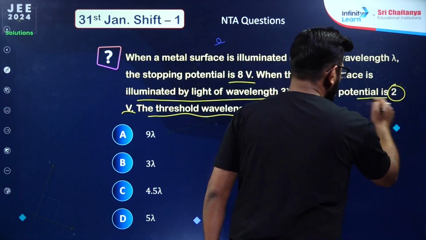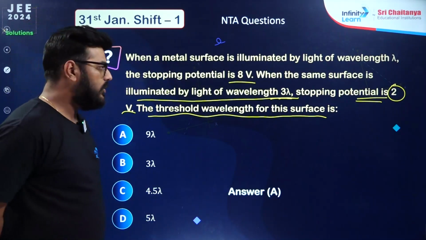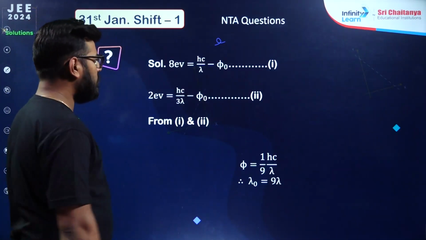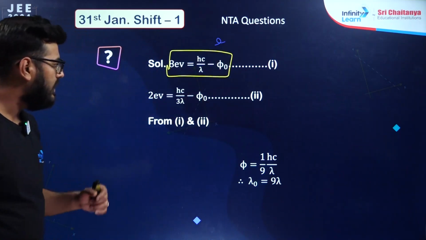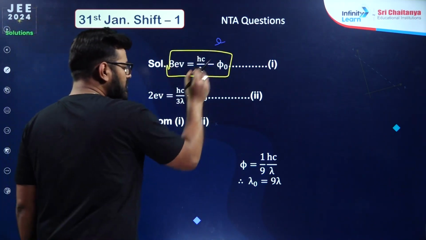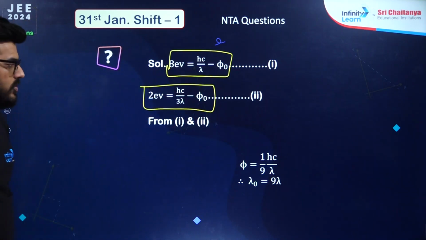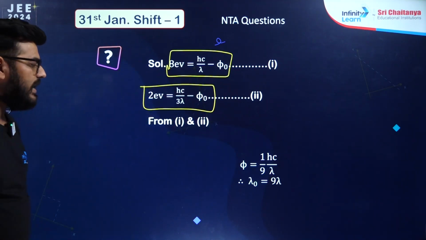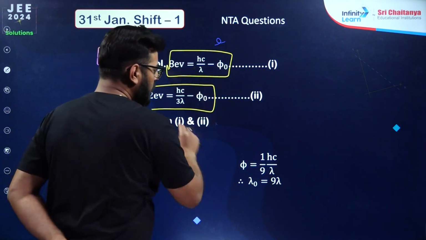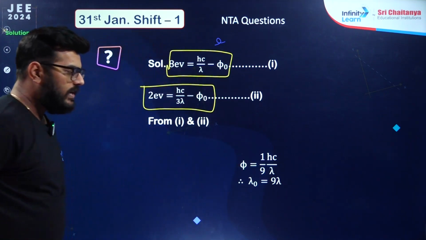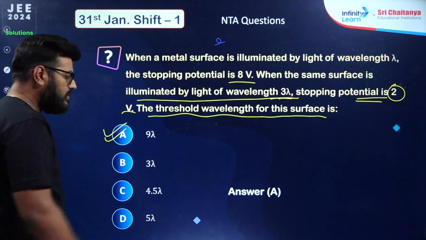What is going to be the threshold wavelength for this surface? So it's a simple problem based on two equations. One equation over here is going to be this one, hc upon lambda minus phi naught equals to 8, and the next one will be when the wavelength has been increased to 3 lambda, now the stopping potential is 2 electron volt, and based on that you can very easily find out the value of lambda naught, that is the threshold wavelength. You need to find out the value of phi, and based on that you can very easily find out that lambda naught is equal to 9 lambda, so the correct answer here is option number A.